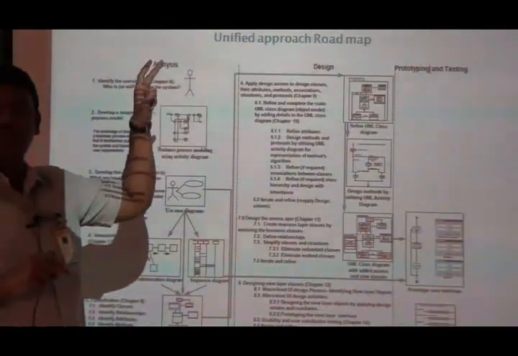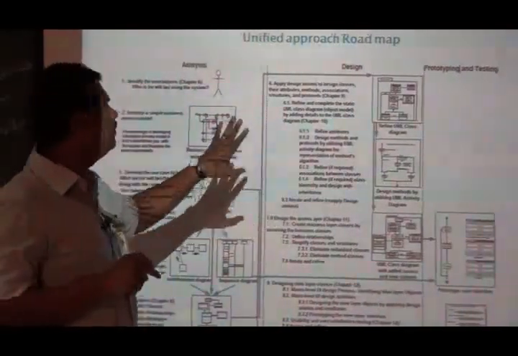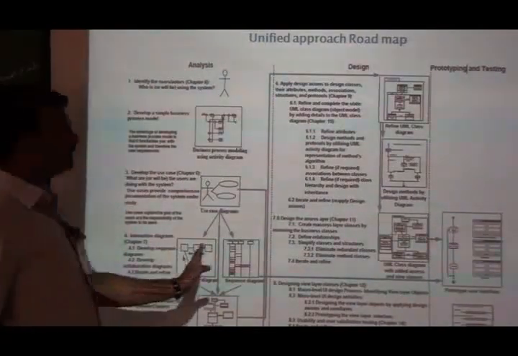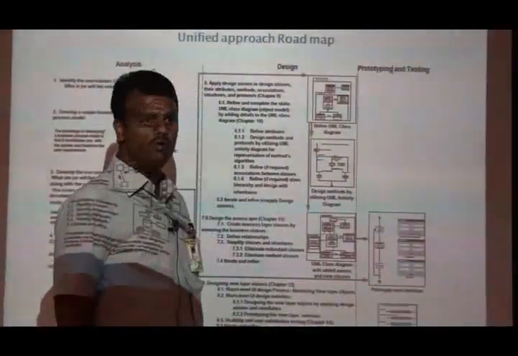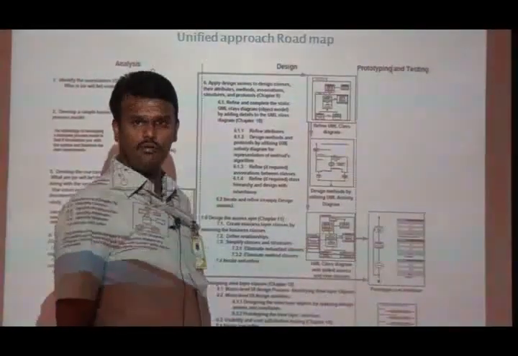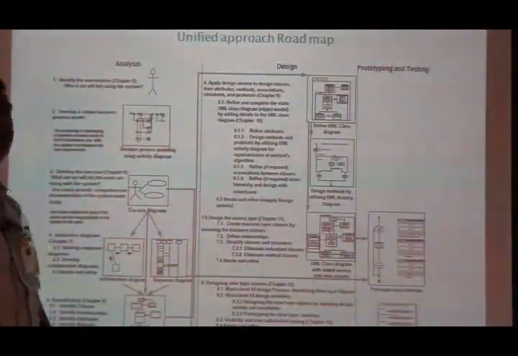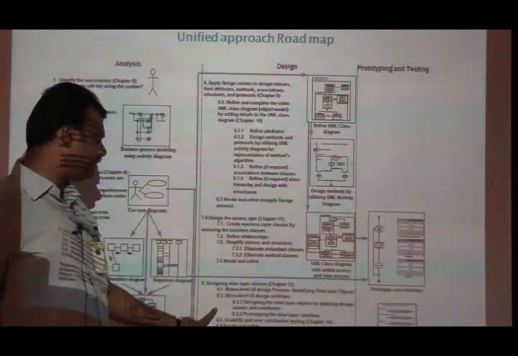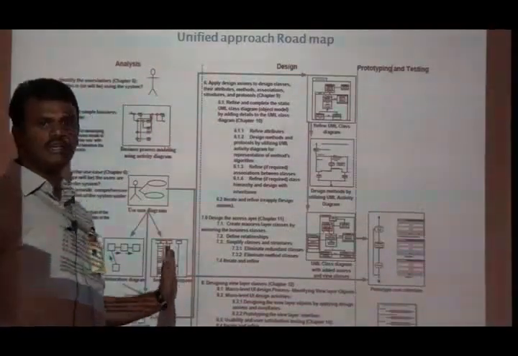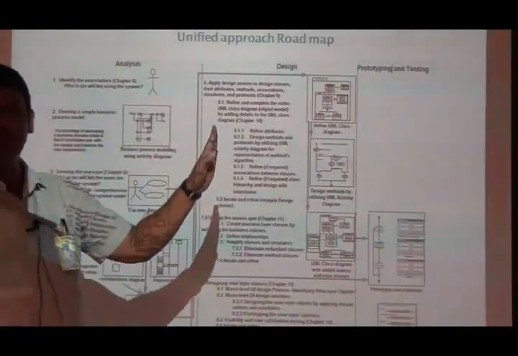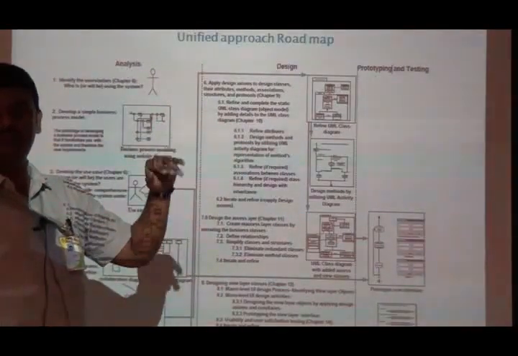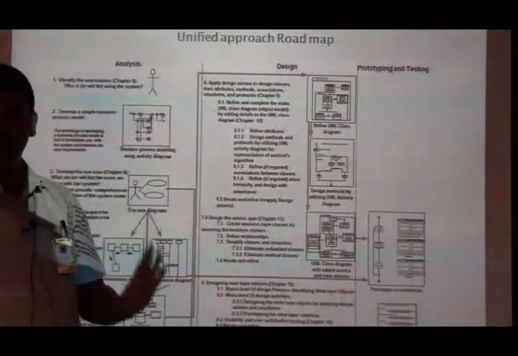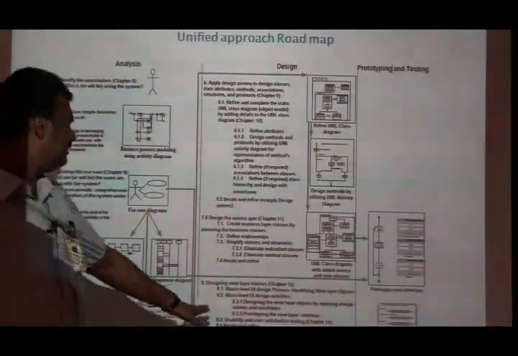This is the roadmap of the unified approach, the methodology for software development. The next one is prototyping and testing. We are going to do the user satisfaction test in the prototyping and testing. After completing the view layer classes, the class diagram is embedded into the CASE tools, the computer aided software engineering tools. Automatically the code will be generated. Suppose we execute the particular code, we get an output. That is the designing of the view layer classes.